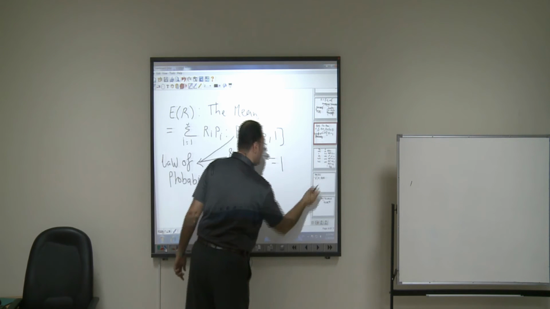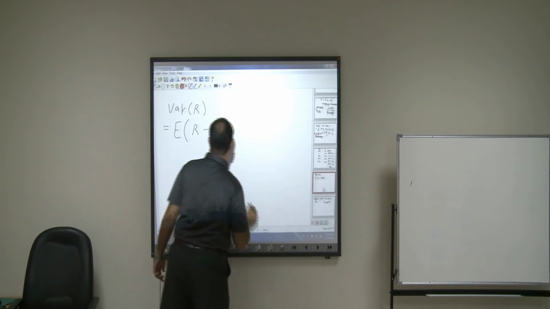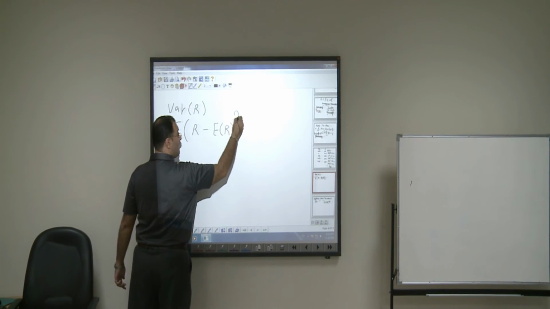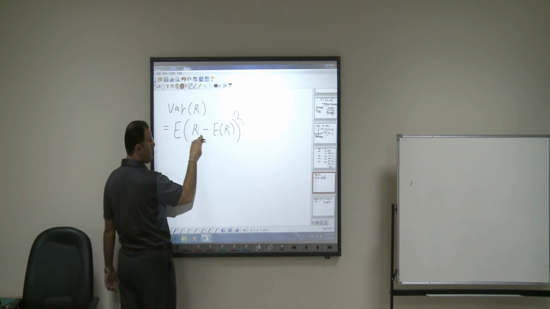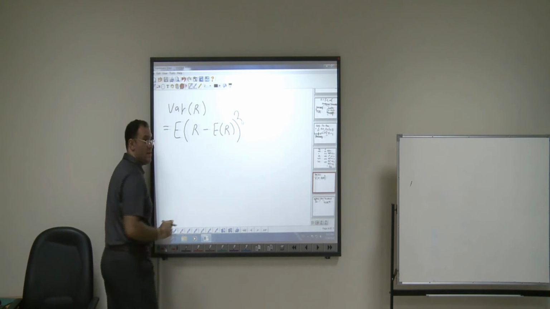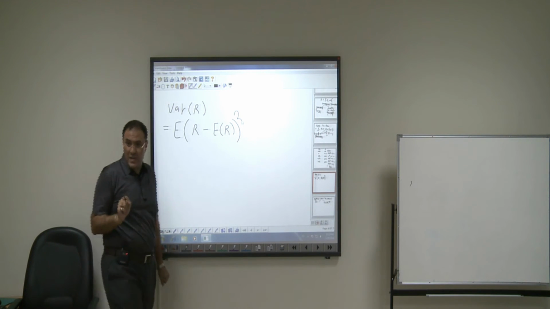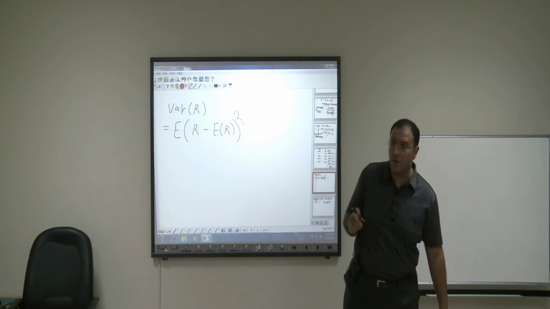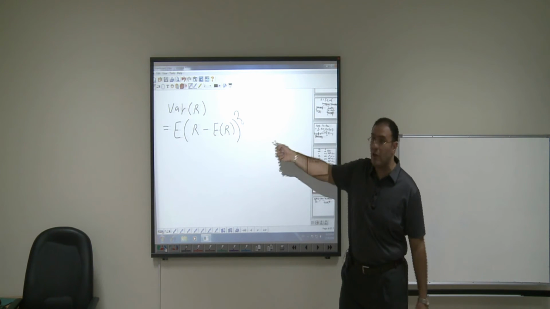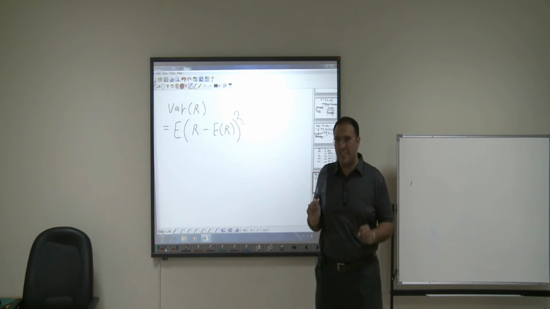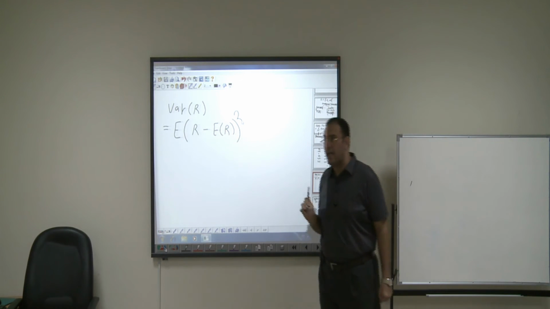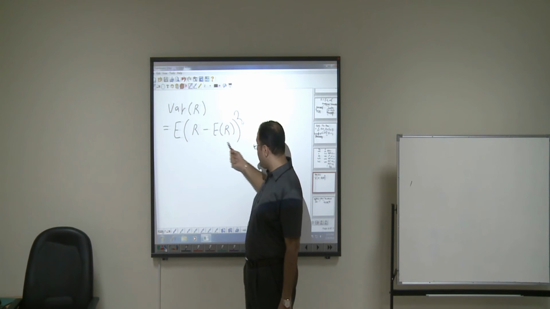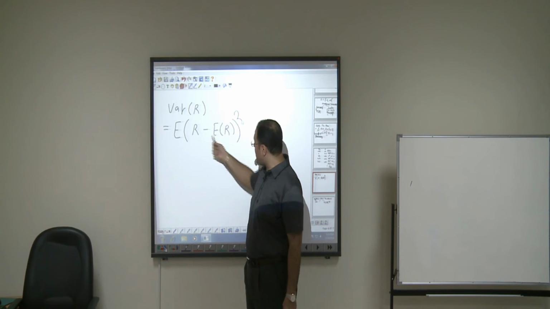Now, how can we define the variance? It's the expected value of a squared deviation from the mean. You got it? So how did I define the variance? Say it in English, please. It's the expected value of squared deviation from the mean.